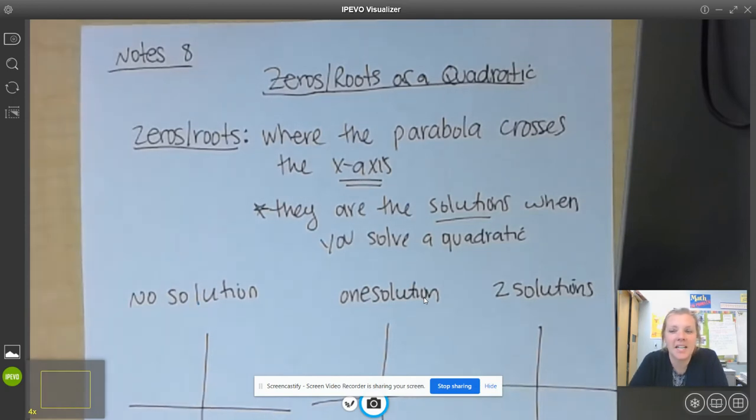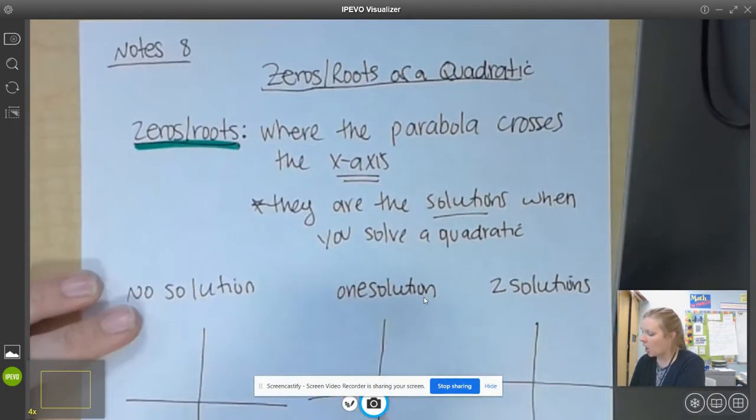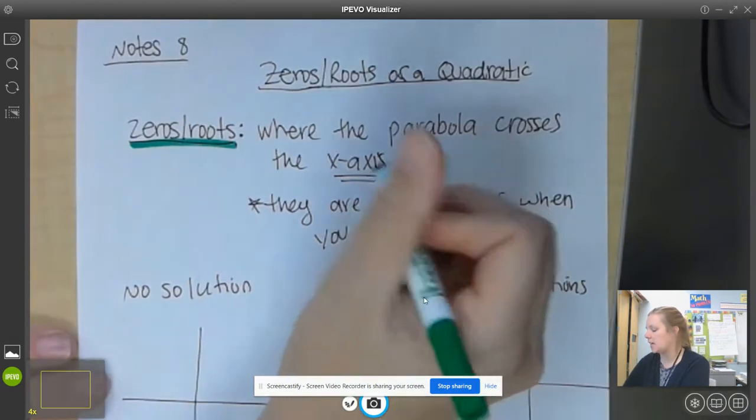Hello. We're going to take some super short notes right now. These are notes 8, when we're going to be able to find the zeros or the roots of a quadratic. And zeros and roots of a quadratic are where the parabola crosses the x-axis.